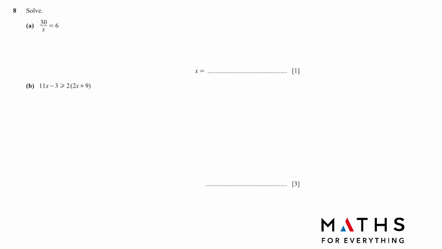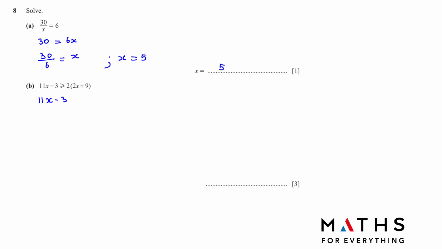Question number 8. Here we have to solve for x. Cross multiply. 30 is equal to 6x. Shift the 6 to the other side in the denominator. Because it is a multiply, it will turn into divide. 30 divided by 6 is 5. So x is 5. Moving on to the next question.